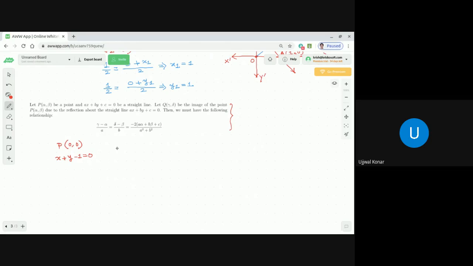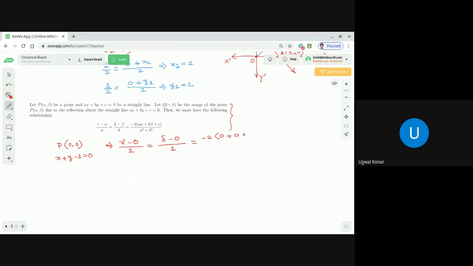Suppose gamma and delta be the reflection of this point P 0, 0 with respect to the straight line x plus y minus 1. Then if we write down this relationship, what will we find? Gamma minus alpha, that is gamma minus 0, by a, that is 1, is equal to delta minus beta, that is beta is 0, by b, that is 1, is equal to minus 2 into a alpha, that should be 0, plus b beta, that should be 0.